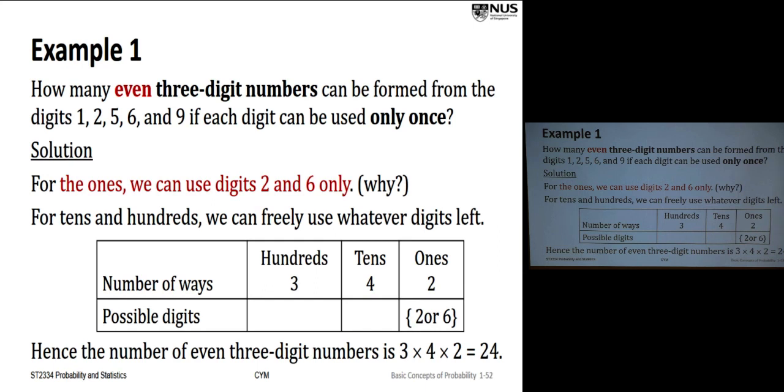The hundredths place, the tens place, and the ones place. 3 boxes. So we try to fill up these 3 boxes with these 5 digits. You can think of it as 5 balls. Ball 1, 1. Ball 2, 2. Ball 3, 5, with a number 5 written on it.